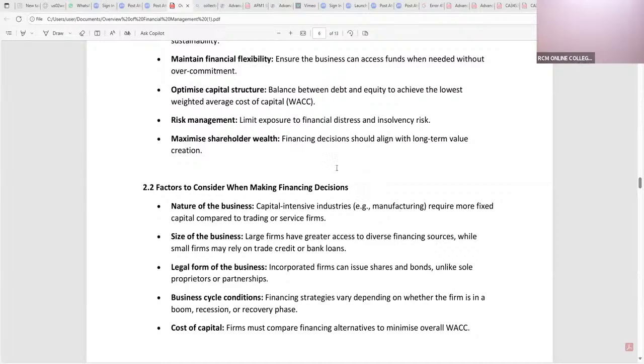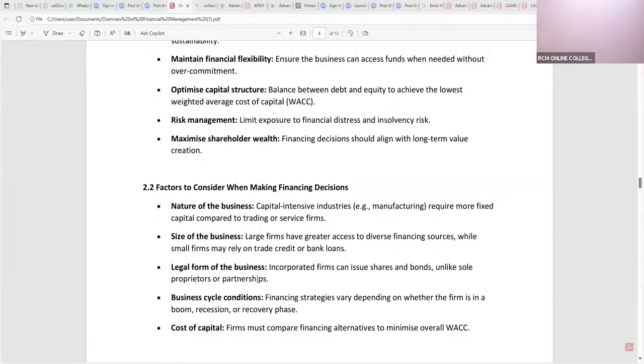Size of the firm. Generally, larger firms have greater access to diverse financing sources, while small firms may rely on trade credit or bank loans. So size of the business, yes. Legal form of the business. Incorporated firms can issue shares and bonds, unlike sole proprietors or partnerships. So you're coming in as a finance manager, then you ask them, is this a company limited? If it's a company limited, it will have quite many ways of raising funds. You can issue bonds yourselves. You can go to a bank. So the legal form of the business is really important whenever it comes to business finance.